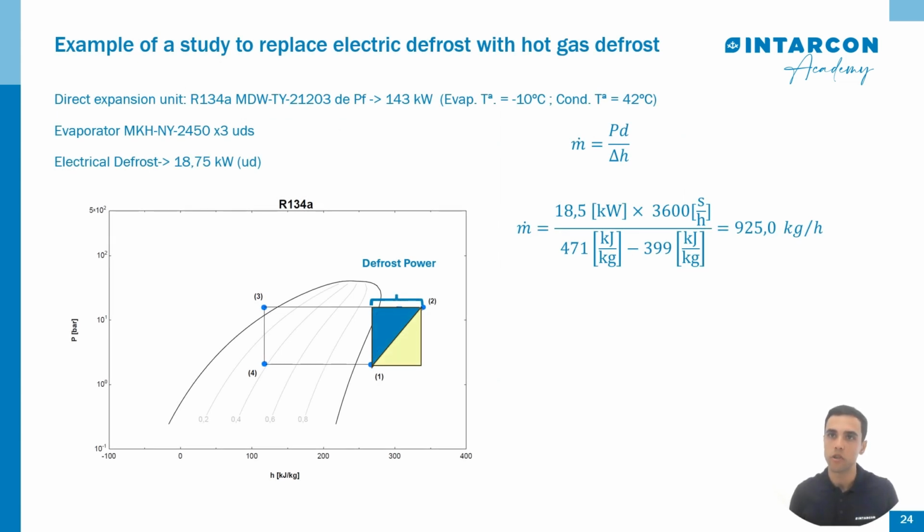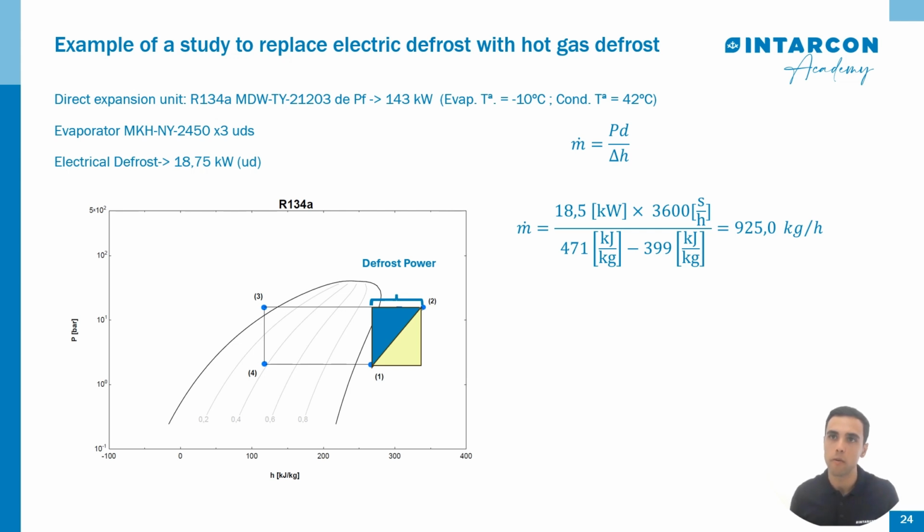To examine the possibility of switching from electric defrost to hot gas defrost in a 143 kilowatts medium temperature plant, several key factors must be analyzed. These include the heat transfer capacity of the hot gas, the enthalpy difference in the system, and the ability of the evaporator to handle the changeover.